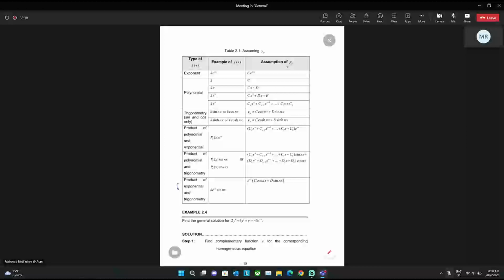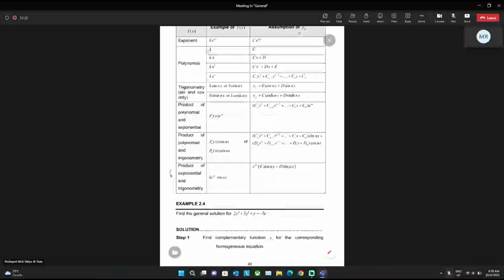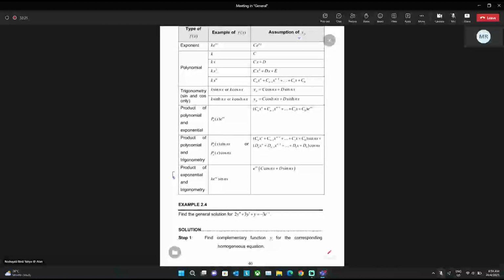Example 2.4: find the general solution for 2y double prime plus 3y prime plus y equal to -3 exponential -x. So the first step, you need to find yc. yc stands for complementary function.